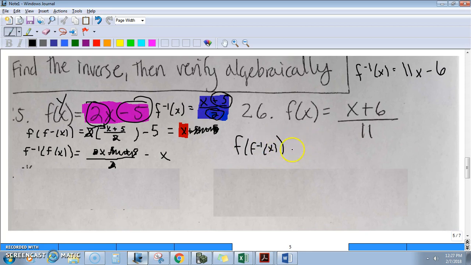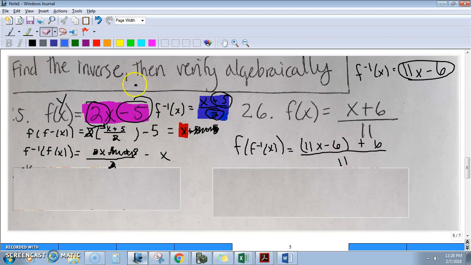So I will rewrite f of x, but everywhere I have an x, I'm going to leave a big space. So I'm going to have x plus 6, that whole entire expression over 11. And then on the inside, I'm going to put 11x minus 6, my entire inverse. Minus 6. Okay, now since we are not on the numerator, everything on the numerator has to happen first. Since we are not multiplying 11x minus 6 by anything, we're just adding 6 on at the end.